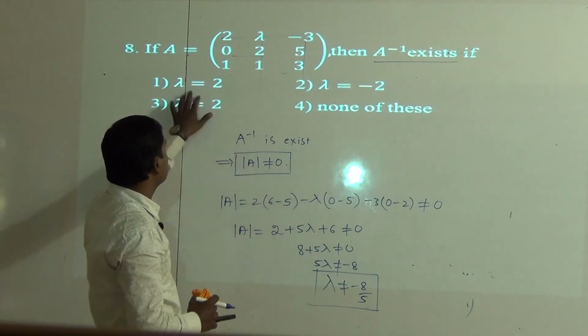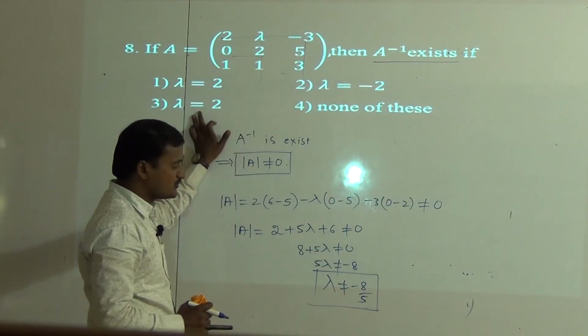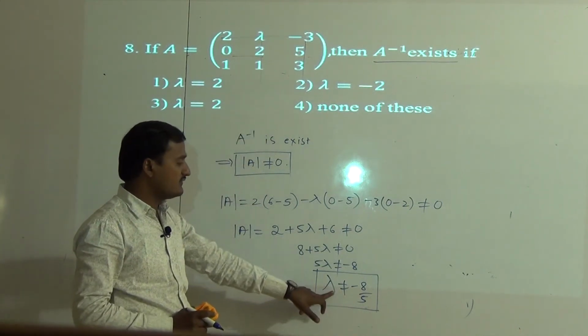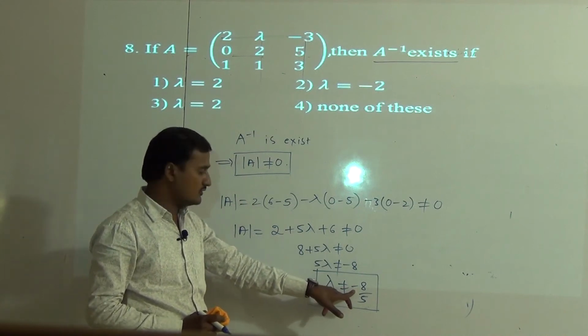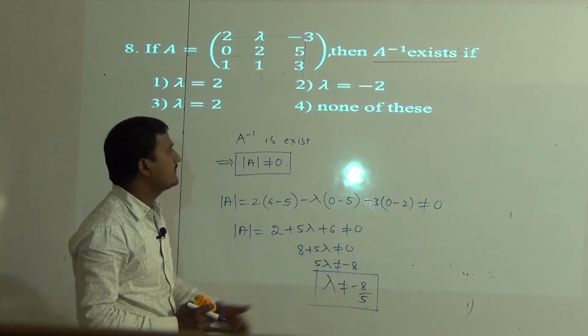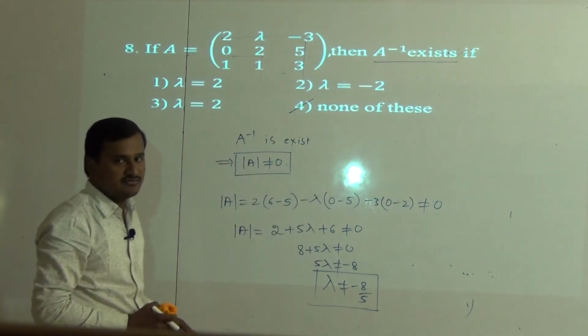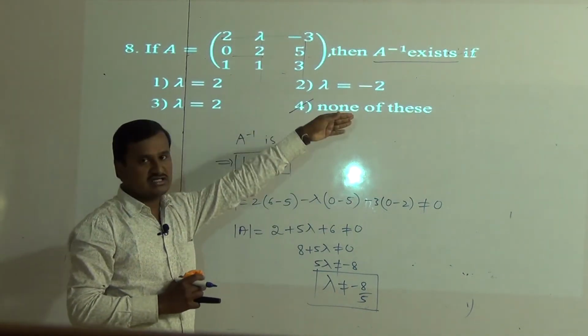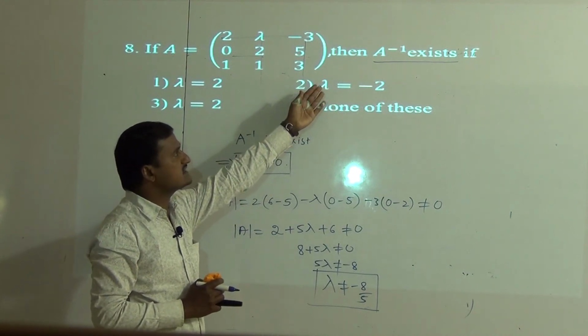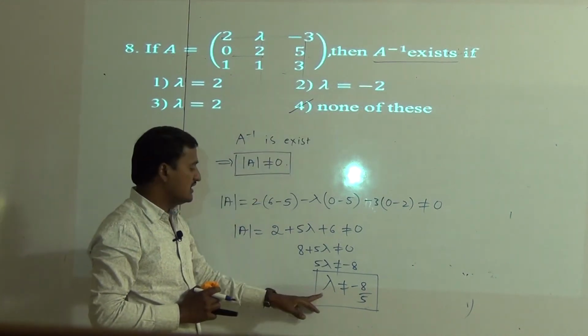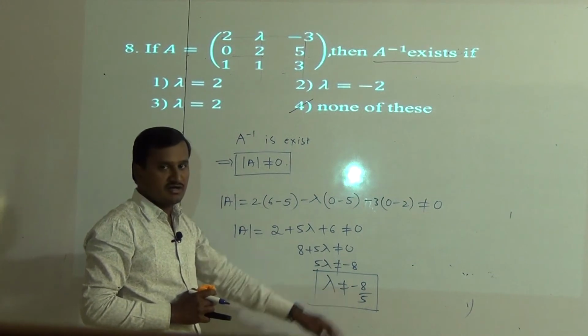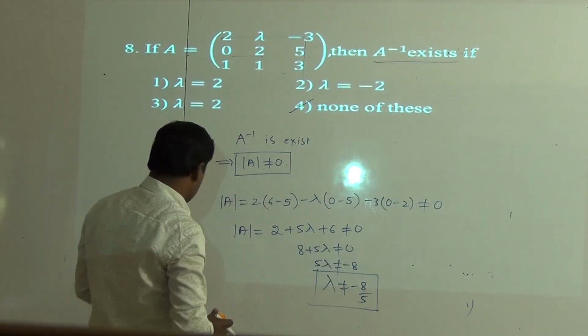But in the first, second and third options, they have not given the value lambda not equal to minus 8 by 5. So therefore the fourth option is the right one. That is none of these, then only A inverse exists. For the existence of A inverse, lambda is not equal to minus 8 by 5. Okay, we'll go for the next question.